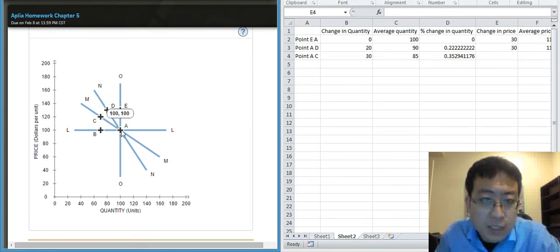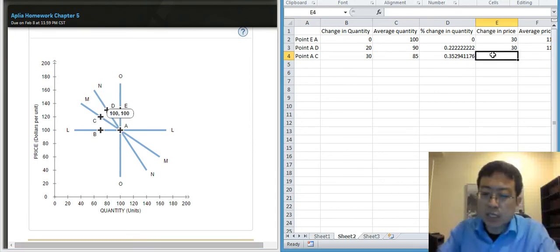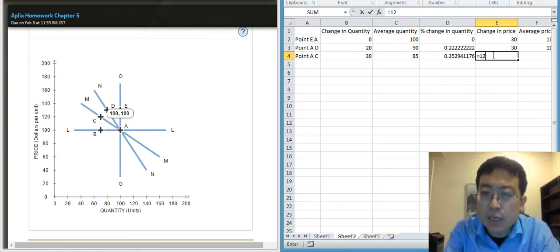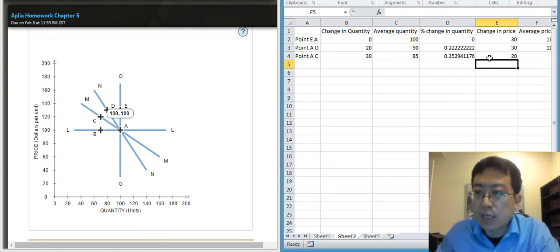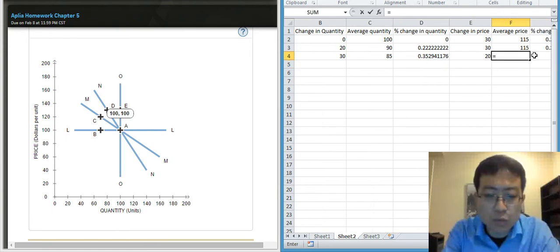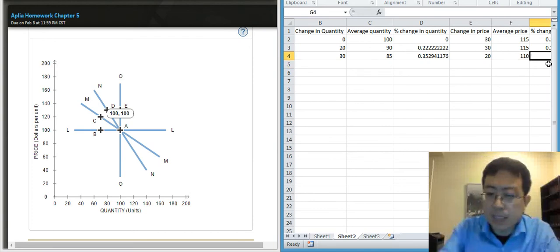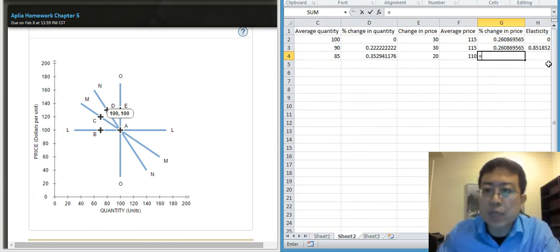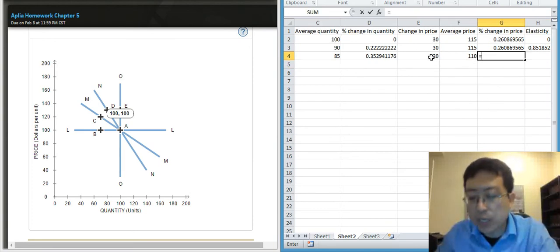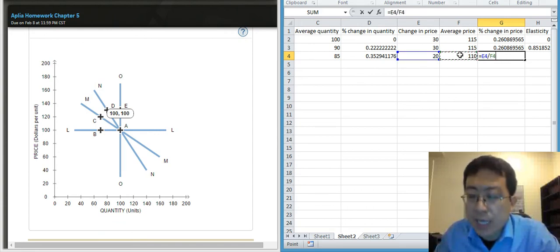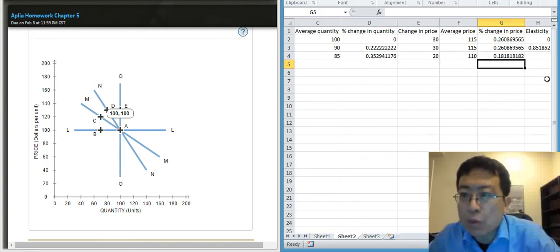And then the change in price. At point C, our price is 120, and point A price is 100. So the change in price is 120 minus 100, that's just 20. And then the average price is 120 plus 100, divided by 2, so the average is 110. Lastly, the percentage change: we use our change in price, 20, divided by the average, 110. The answer is 0.1818.